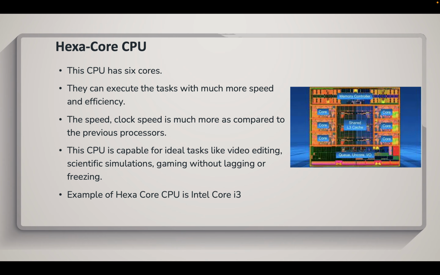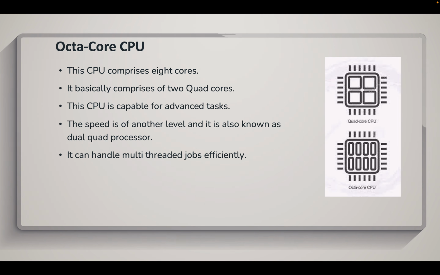Hexa means 6. This CPU has 6 cores. They can execute tasks with much more speed and efficiency. The clock speed is much higher compared to the previous ones. The CPU is capable of ideal tasks like video editing, scientific work, and gaming without lagging. An example of a hexa-core CPU is Intel Core i3. Octa-core, 8 cores.